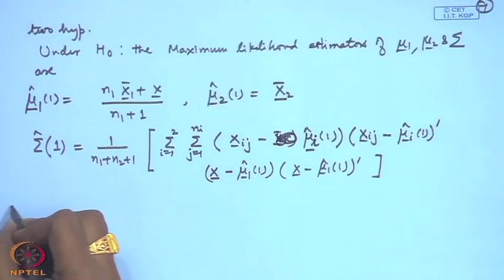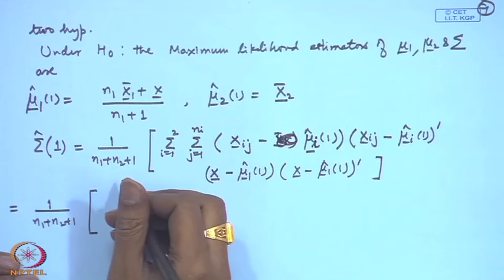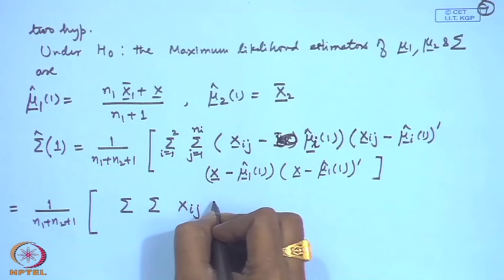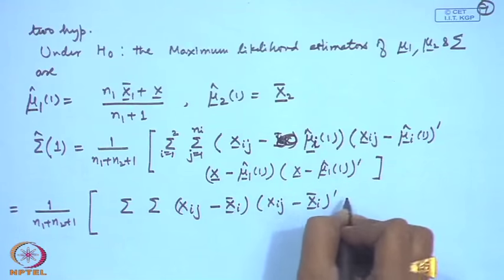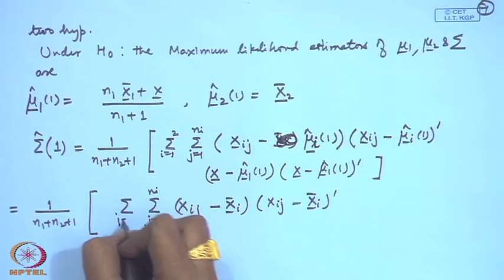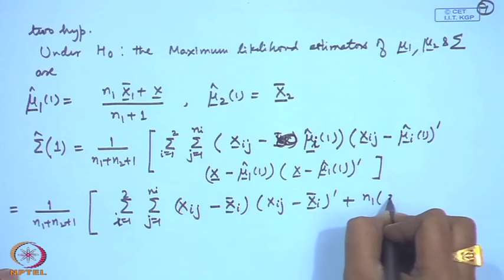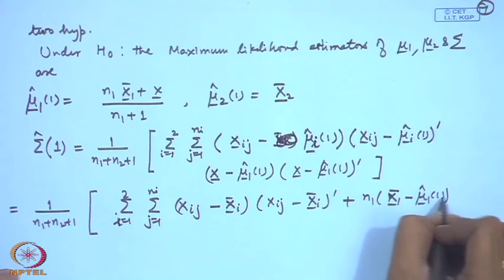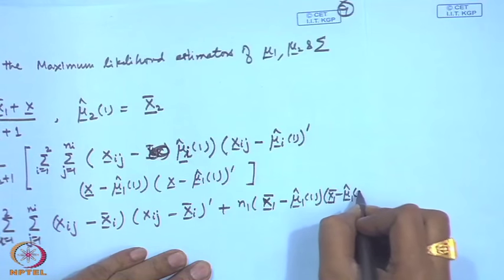Let me express it here. This can be further written as 1/(n1+n2+1). Let me write it separately. It is becoming the sum over i = 1 to 2 and j = 1 to n_i of (x_ij minus x_i bar)(x_ij minus x_i bar) transpose. Then there will be some extra term coming in here, that is plus n1 (x1 bar minus mu 1 hat 1)(x1 bar minus mu 1 hat 1) transpose.